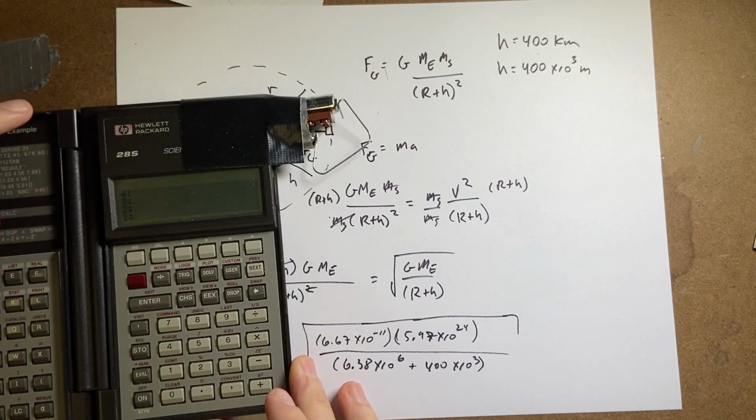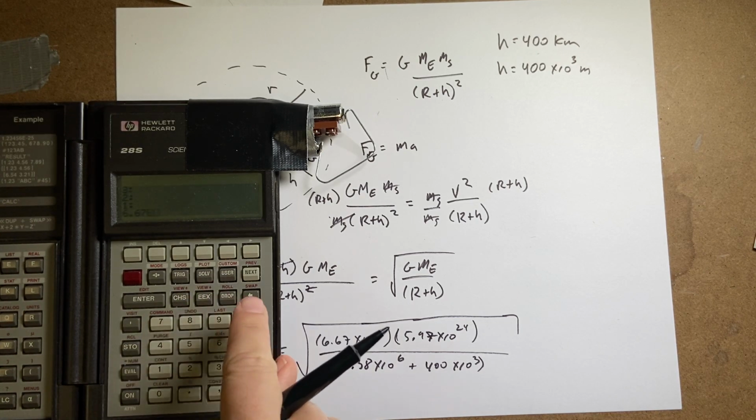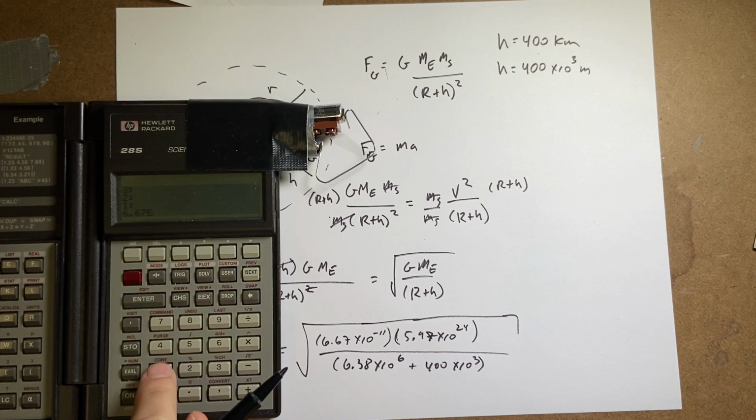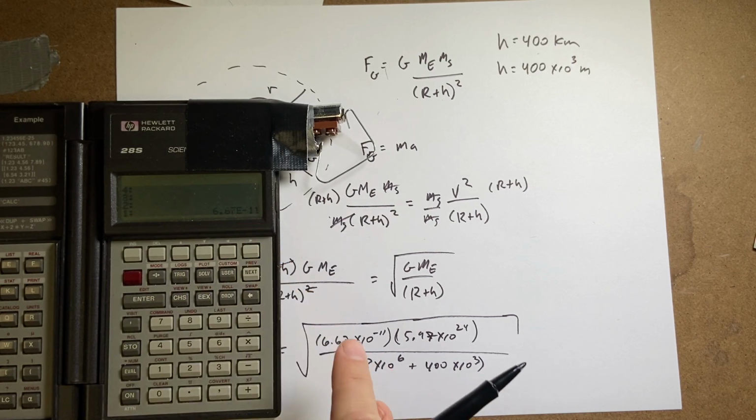It's the HP 28S. Okay, so let's enter this number, 6.67 times 10 to the negative 11th. You do also want to be careful about your calculator and making sure you know how to enter scientific notation in your calculator. Okay, so now I'm going to say enter. Now that's in my number in my calculator.